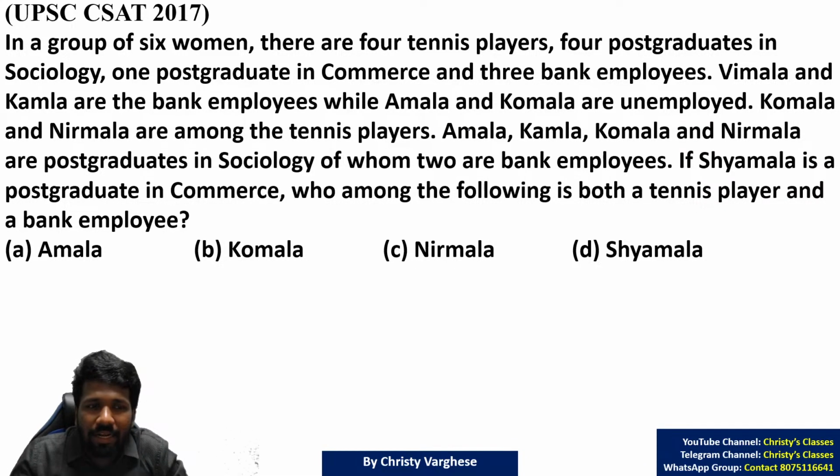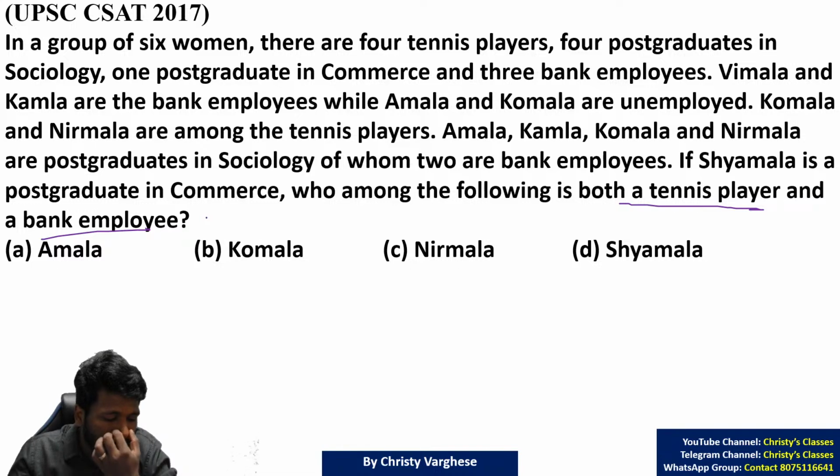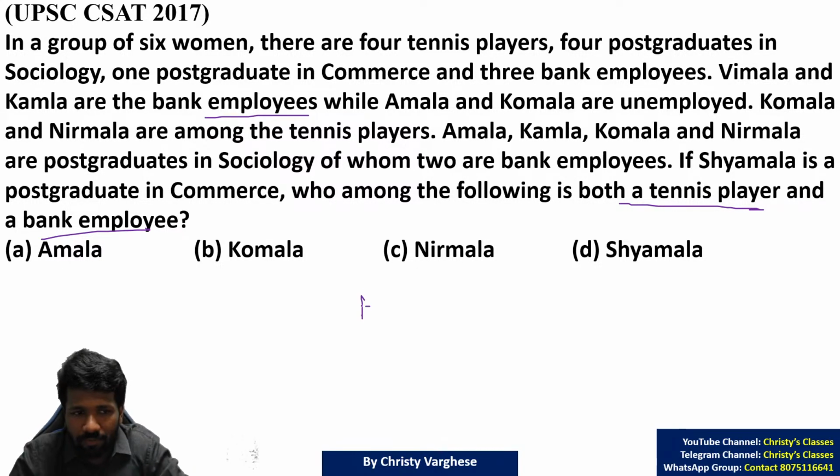So, Vimala, and finally, what is the question? Who among the following is a tennis player and bank employee? So the person should be, it is 6 women, so she should be a tennis player, she should be a bank employee also. So let us check each statement. Vimala and Kamala are among bank employees. So we need bank employees. So we will write down that bank employees are Vimala and Kamala.